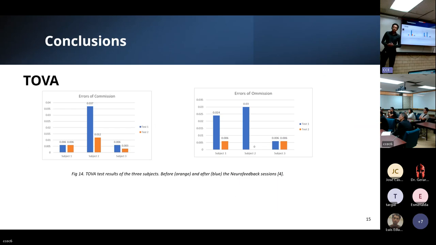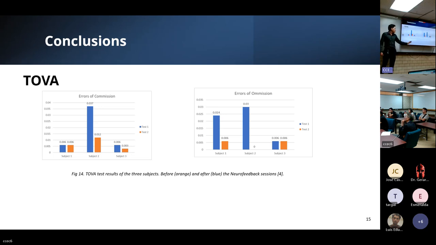And finally, to test the system's efficiency, we applied the TOBA test before and after the system's application. Something that I missed to say is that we applied this system during eight sessions throughout 2 weeks. The blue lines are test one, before, and the orange ones are after the system application. In this case, we applied it to two women and one man.